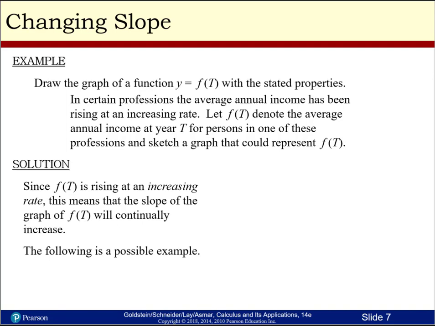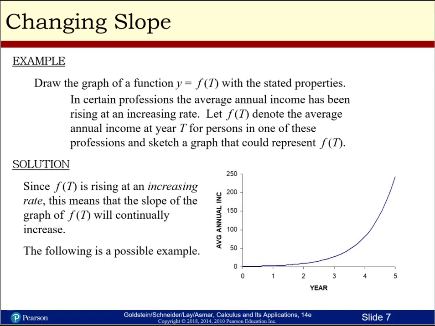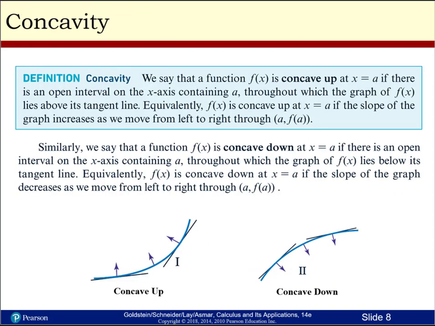So since f of t is rising at an increasing rate, that means the slope is increasing. It's not a constant slope like a line, it's an increasing slope. This means that the slope of the graph will continually increase. Here's a possible example. You can notice that the slope is continually increasing. Look at our lines here and you will notice how it continually increases on that slope.